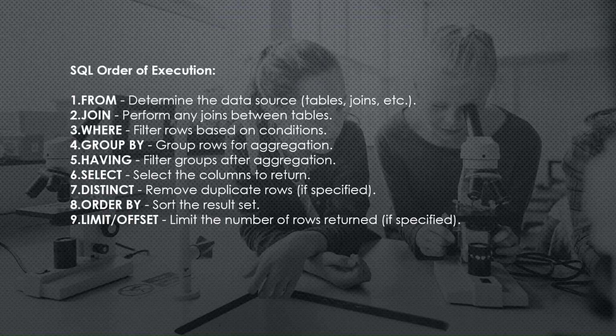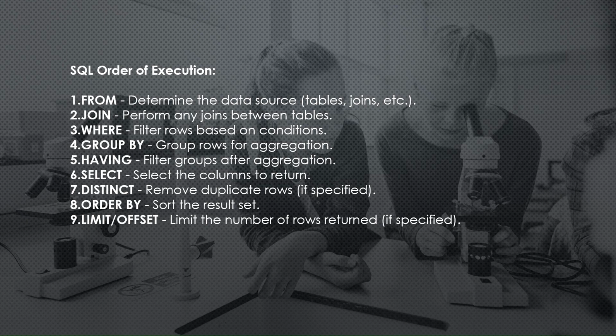Here is the summary of execution order. FROM: determine the data source, tables, joins, etc. Then JOIN: perform any joins between tables. Then WHERE: filter rows based on conditions. Then GROUP BY: group rows for aggregation. Then HAVING: filter groups after aggregation.